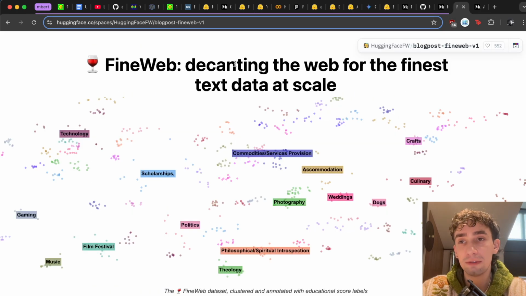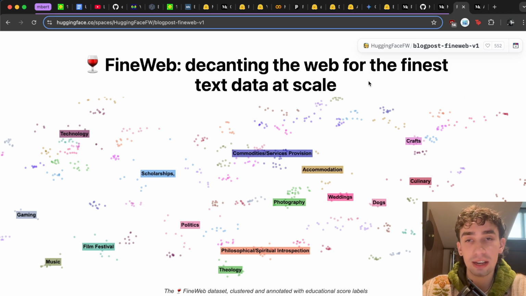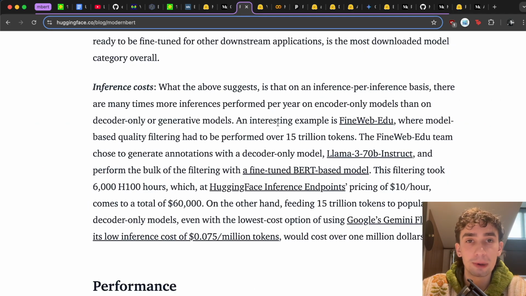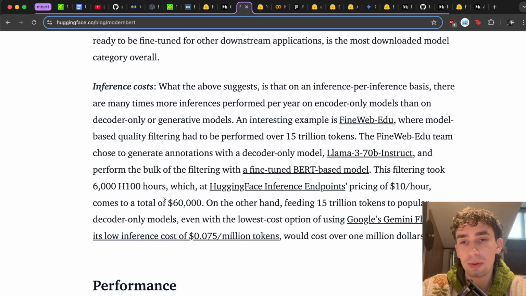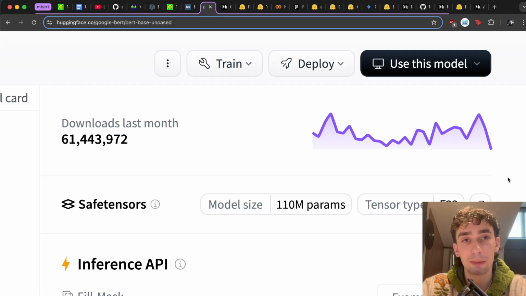For example, the FineWeb dataset, which is 15 trillion tokens of filtered down web common crawl data, went through a filtering step actually using encoder models. And from this blog post, if we do some back of the napkin math for 15 trillion tokens, if you were to run something like a fine-tuned BERT-based model, it would cost about $60,000 for 6,000 H100 hours, which on the other hand, if you're running 15 trillion tokens through things like even Gemini Flash, which has a very low inference cost, it would cost over $1 million. So BERT models have remained incredibly popular, well used, well fine-tuned, and in production today.